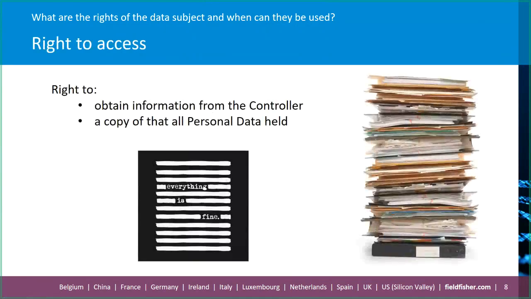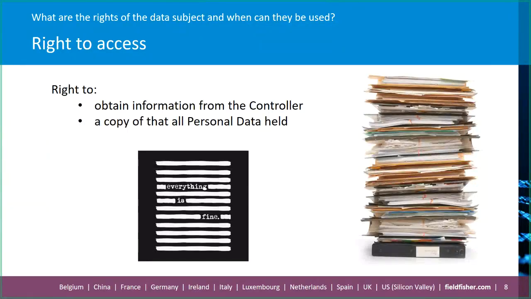Okay, thanks, Lorna. So I'll talk about one of the key ones here, the right to access. So say, for example, you have a Facebook account and you want to know what all the data Facebook has about you. You can make an access request. Then the right is sort of twofold. You have the right to information from the controller, and you have a right to a copy of all the personal data they hold.